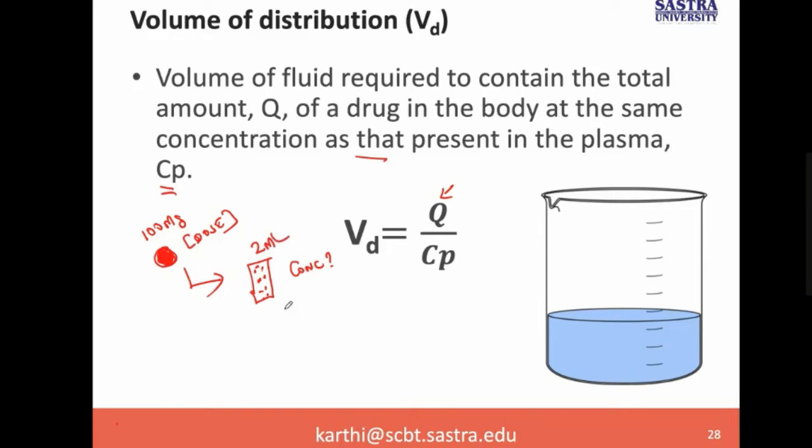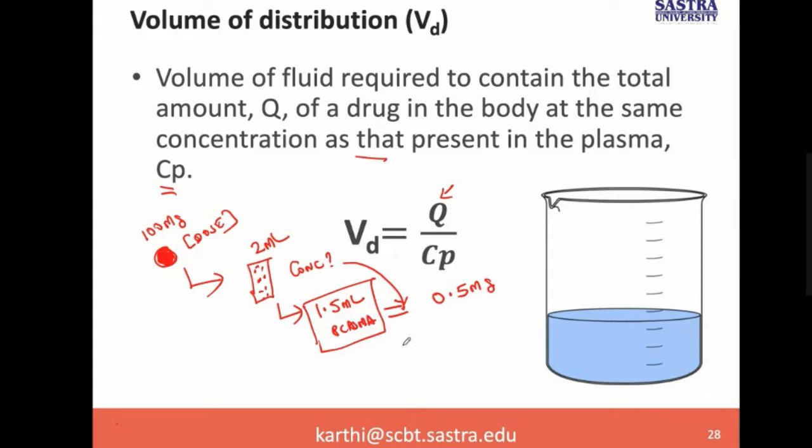Out of that 2 ml, you centrifuge it and you collect the plasma. Say 1.5 ml of plasma is isolated. Now, in this 1.5 ml of plasma, you are estimating the concentration of the drug molecule present. Say for example, you identified that 0.5 mg of the drug molecule is present in 1.5 ml of the plasma.